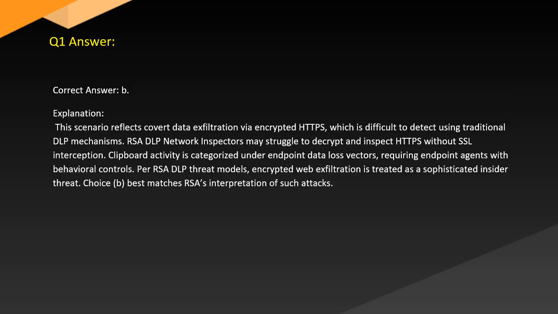Answer. Correct answer: B. Explanation. This scenario reflects covert data exfiltration via encrypted channels, which is difficult to detect using traditional DLP mechanisms. RLP network inspectors may struggle to decrypt and inspect TLS/SSL traffic. Clipboard activity is categorized under endpoint data loss vectors, requiring endpoint agents with behavioral controls. In the RLP threat models, encrypted web exfiltration is treated as a sophisticated insider threat. Choice B best matches RSA's interpretation of such attacks.